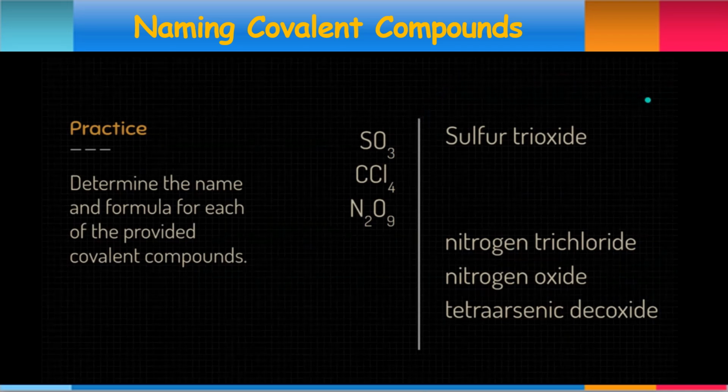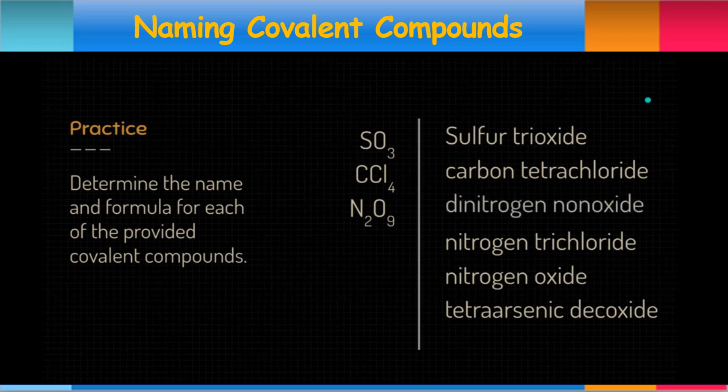How about CCl4? Do you think you can figure this one out? Well, this one's name is carbon tetrachloride. Again, one carbon and four chlorines. The next one, N2O9, is dinitrogen nonaoxide. A little bit of a mouthful, but that's how you say that, nonaoxide. So two nitrogens, dinitrogen, nine oxygens, nonaoxide. All right, I would pause this video right now and see if you can write the formulas for these last three.